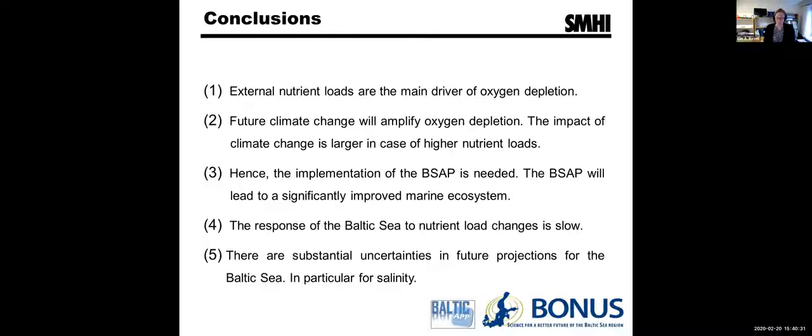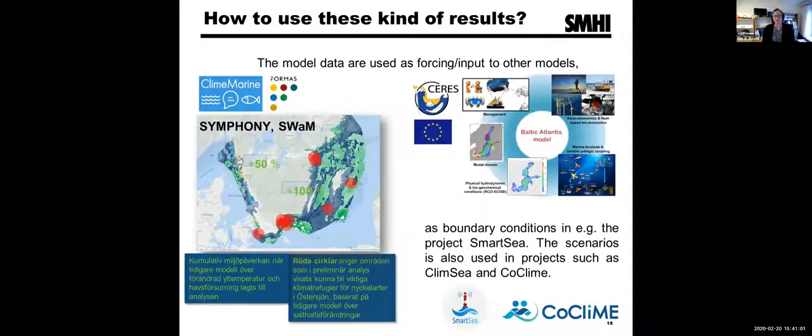And maybe this fifth point here should have been on top, because it's most important. Of course, there are some substantial uncertainties in these future projections, which I hope you understood from the beginning when you didn't see my slides. But in particular for salinity, we can see that there is a high standard deviation for the different forcings. I will just show you a quick slide.